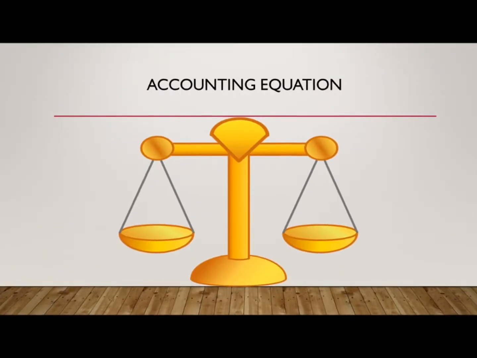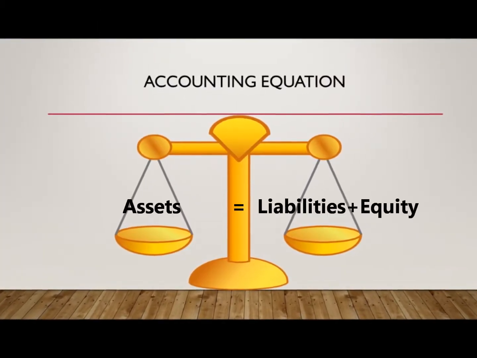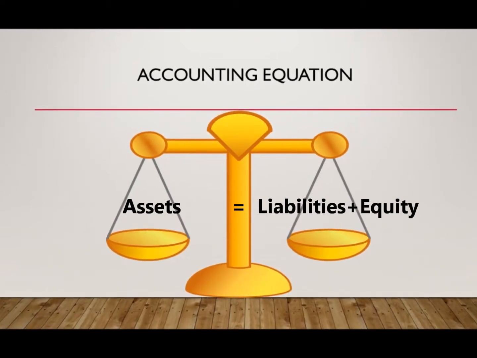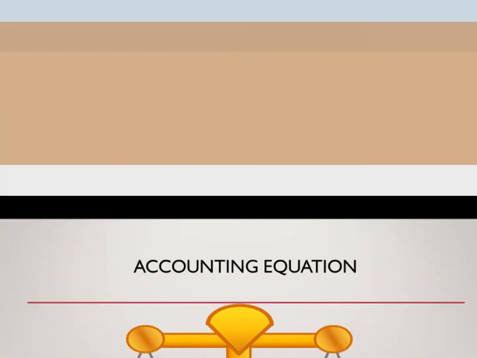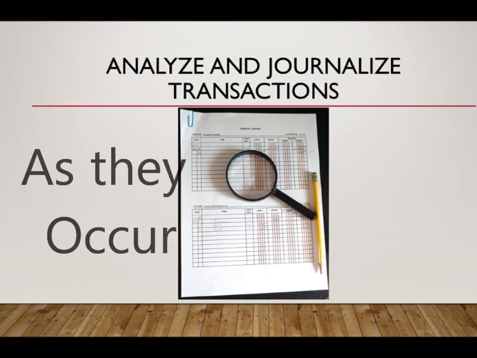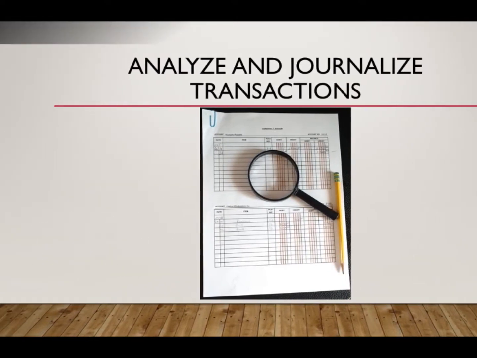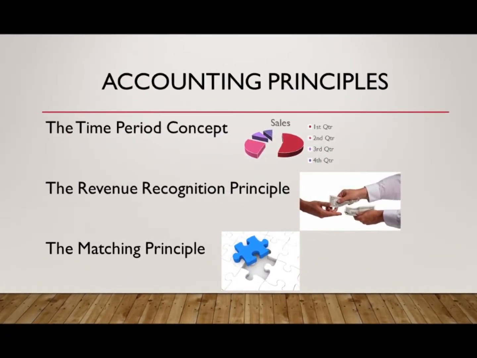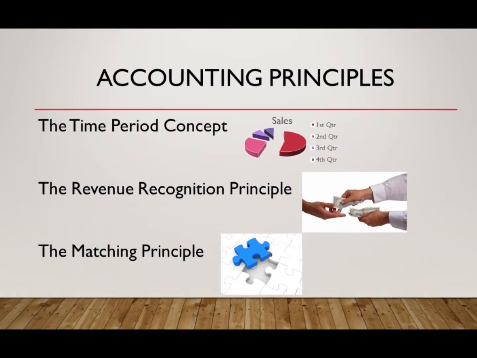Once assets, liabilities, and equity accounts have been created and balances totalized, we need to remember the accounting equation. Assets equals liabilities plus equity. This is important because all the transactions must balance at any given time. By analyzing and journalizing transactions as they occur, businesses comply with several accounting principles and make their accounting process much more manageable. And this is our step 2.